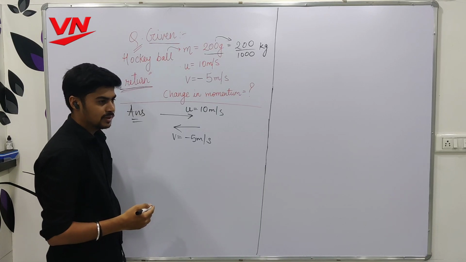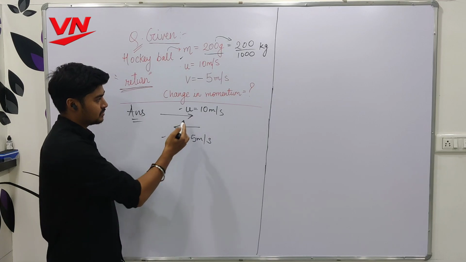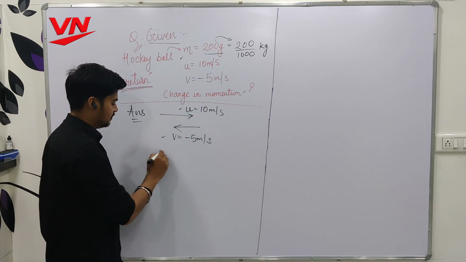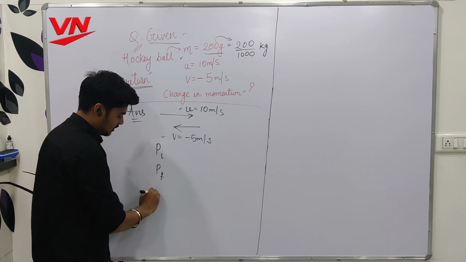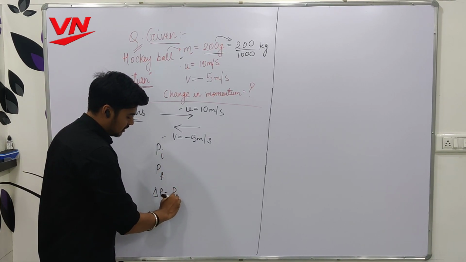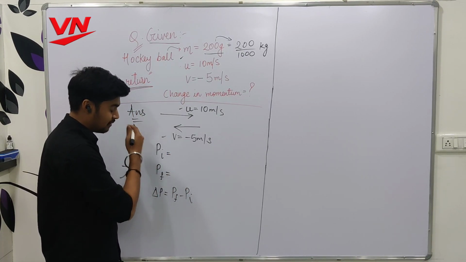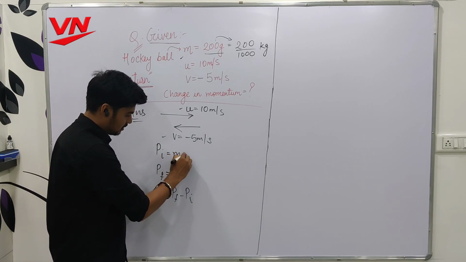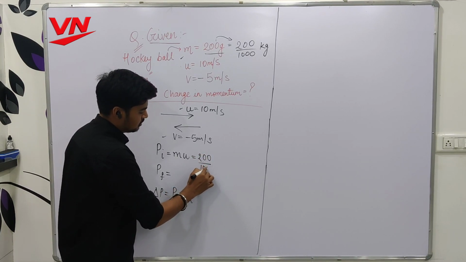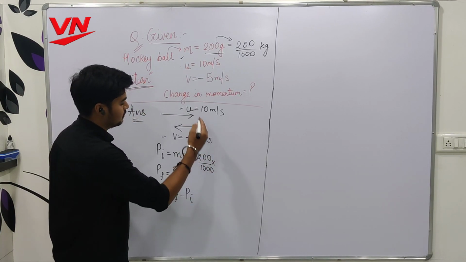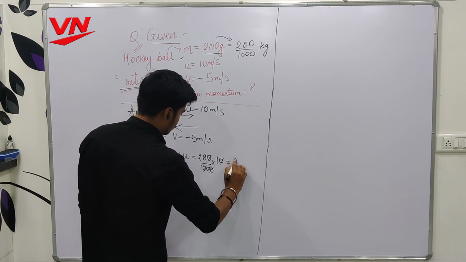Now we know what is momentum: mass into velocity. Mass is given, velocities are also given, but we have to calculate the change in momentum. So for that we will first calculate the initial momentum, final momentum, and then change in momentum. That will be final minus initial, or initial minus final, whatever you can take. Initial momentum is mass into initial velocity. Mass is 200 by 1000 into initial velocity, which was 10. The zeros cancel. What I will get? 2.